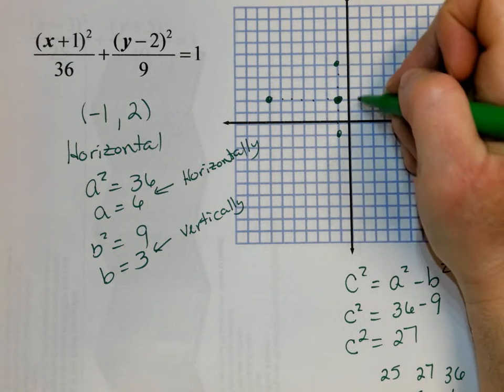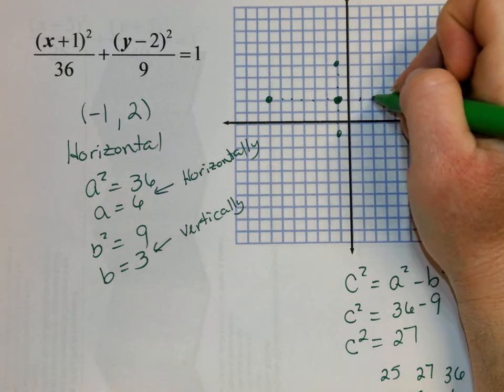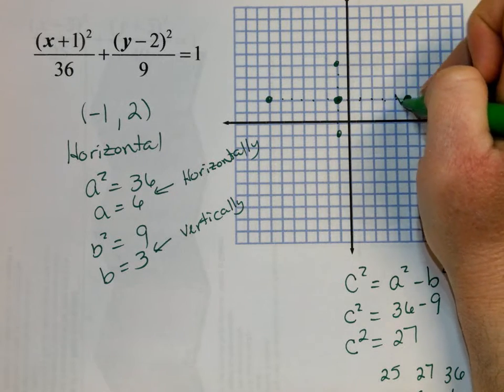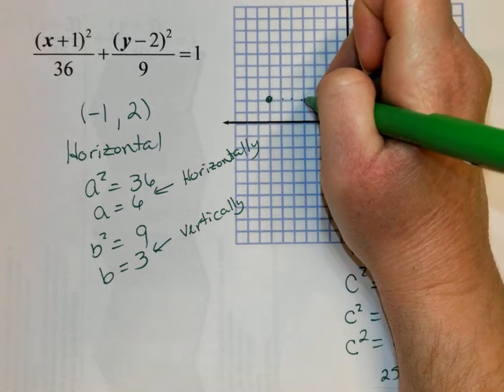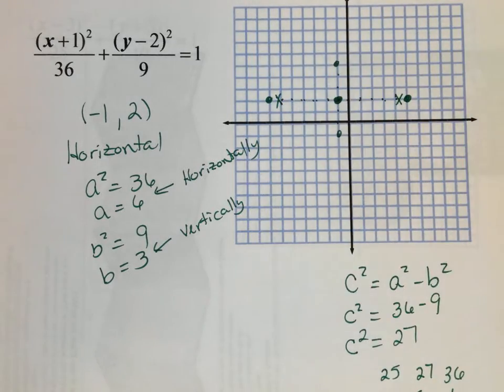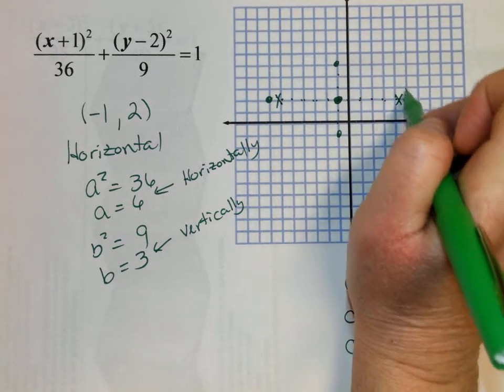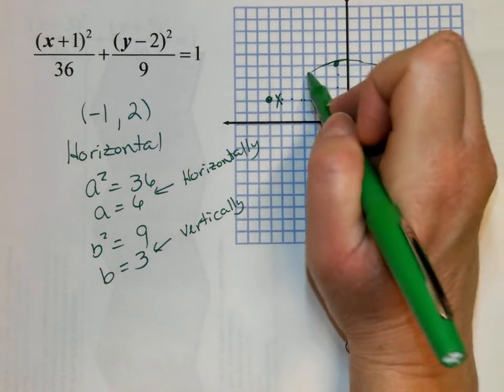Okay, so 1, 2, 3, 4, 5. It's going to be about right there. And 1, 2, 3, 4, 5. It's going to be about right there. And I have everything I need to draw my ellipse.